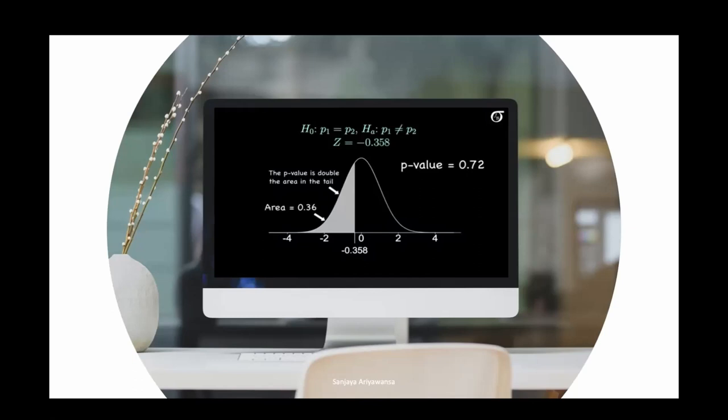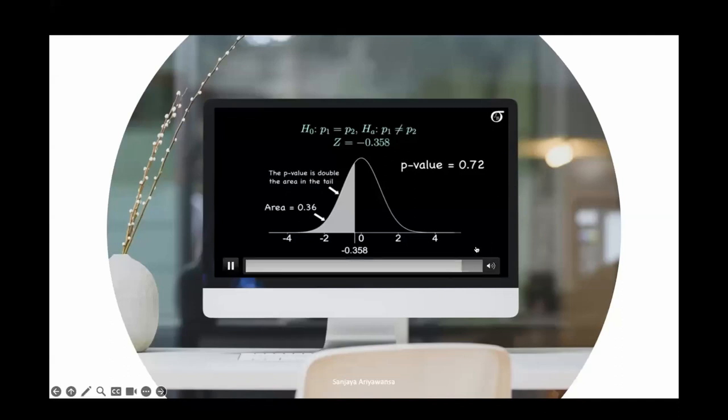That is a large p-value, which gives no evidence against the null hypothesis. If the null hypothesis were in fact true, the probability of getting the observed value of the test statistic, minus 0.358, or something more extreme, is 0.72, which is pretty large. So there is no evidence against the null hypothesis. There is no evidence that the true proportions differ.